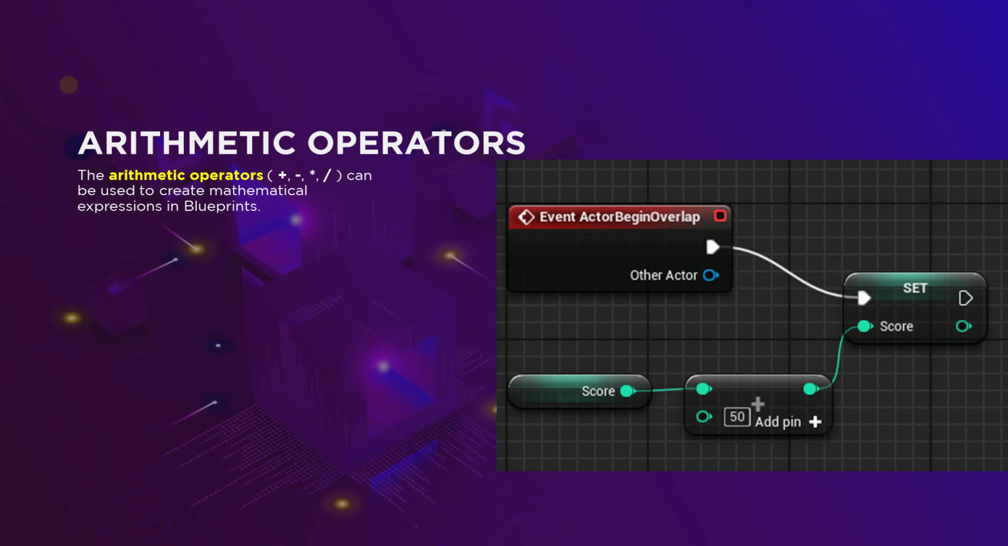The plus and other operators receive 2 input values on the left and give the operation result on the right. To use more than 2 input values, just click on the Add Pin option. The input values can be entered directly into the nodes or can be obtained from variables.